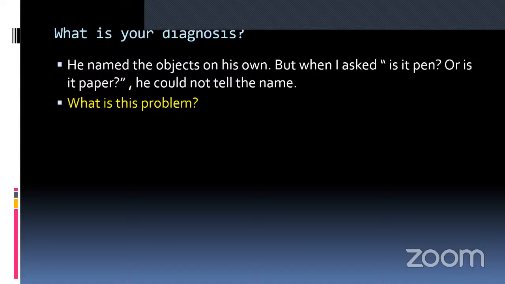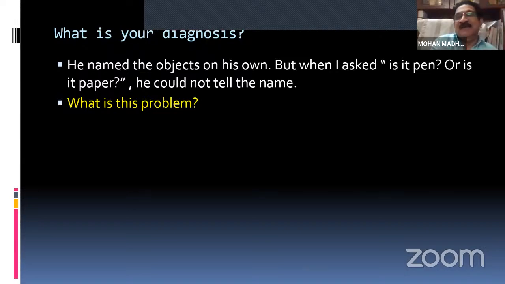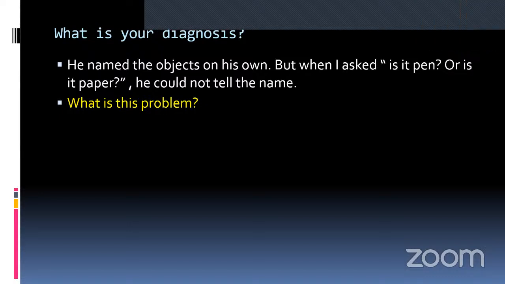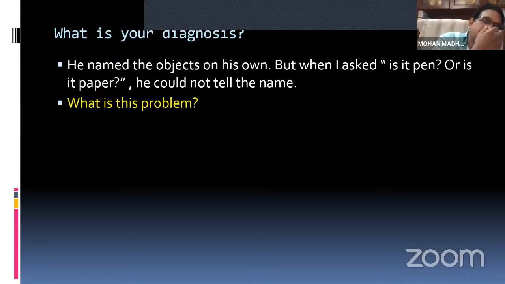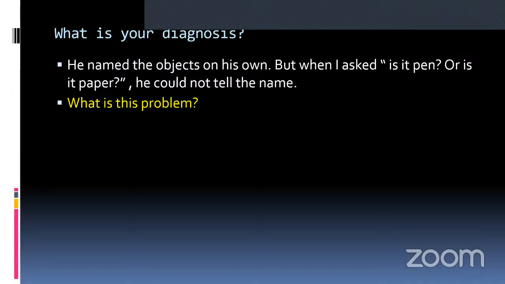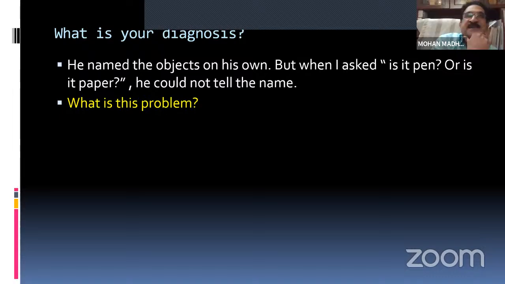Sir, he consistently didn't answer the pen. Yeah, subsequently I framed the question differently. Is it a pen? He did not answer. Semantic? So that is semantic. No, if it is semantic, agreed, how did he name initially? It means he has lost the... Conceptual apraxia, sir. It's not apraxia because there is no problem in motor activity. It's a problem of recognition.